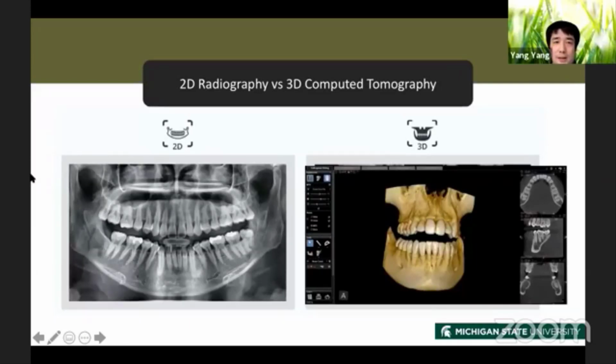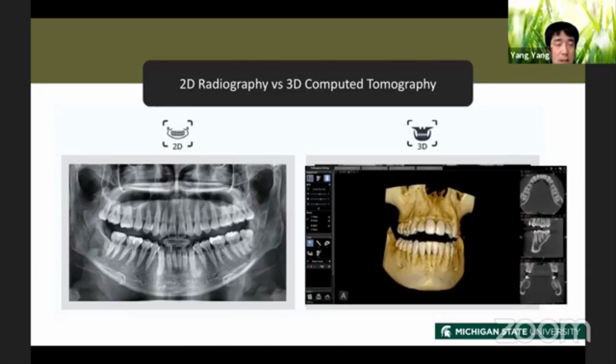So we have seen that using 2D images from different angles, we can actually build a 3D model. This is the 3D computed tomography. You may wonder why we want to bother to construct a 3D object from a 2D. Here we can see the difference. For a 2D image, as we have seen, all the information we have is width and height. We lose the information of depth.